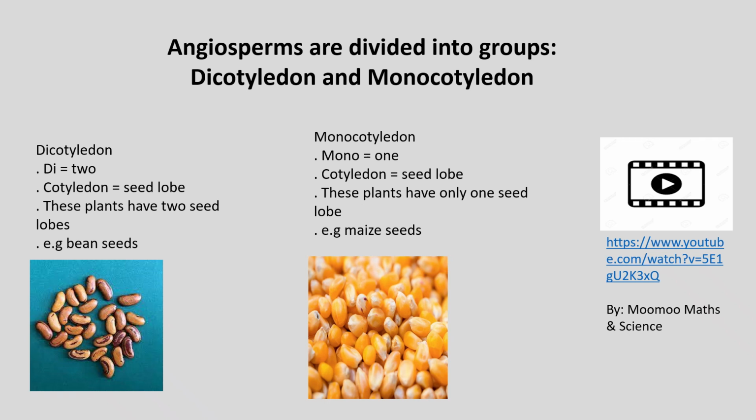Monocotyledon, mono means one, cotyledon we already explained that it means the seed lobe. In essence, it means that these plants have only 1 seed lobe. If we look at maize seeds, they only have 1 seed lobe, which is like one sort of like opening.